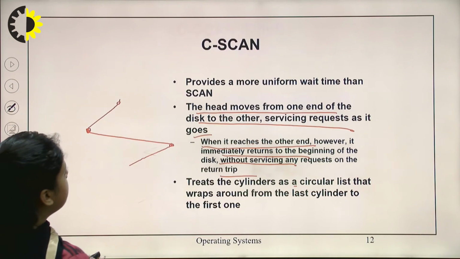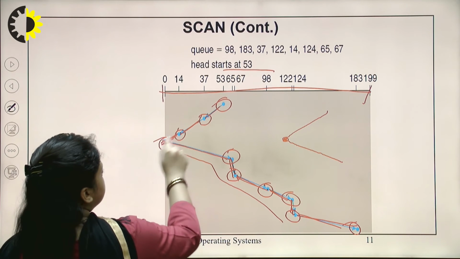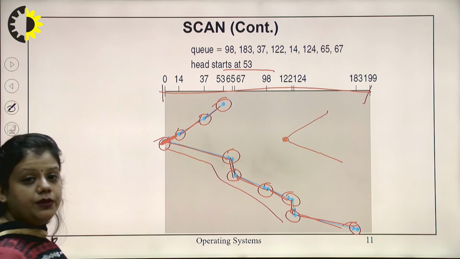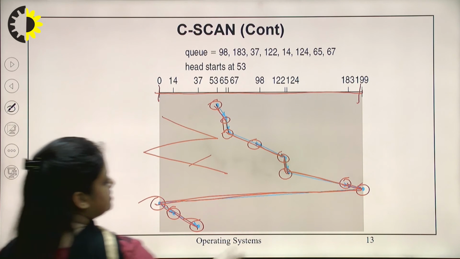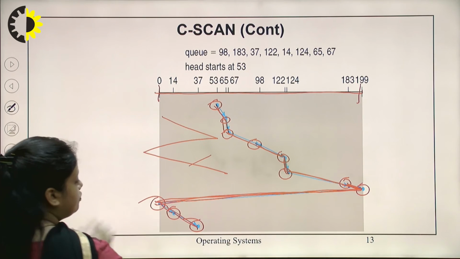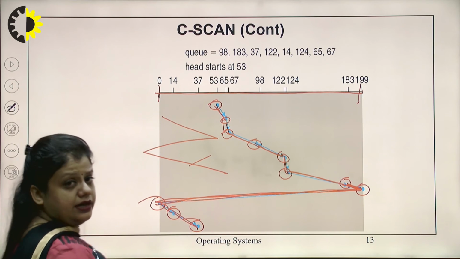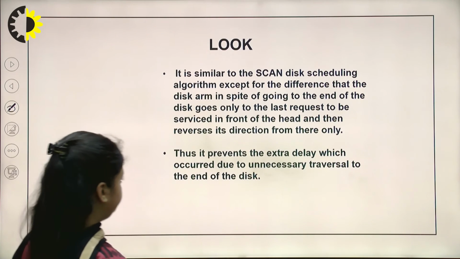Here you can see, even in the C-SCAN, there was an extra delay. There was no request from 14 to 0, but it reaches the end. Similarly, in the C-SCAN, there is an extra delay because it goes till the end, and then it reverses its direction and reaches the other end. So this is the extra delay. This extra delay is overcome in the case of LOOK.